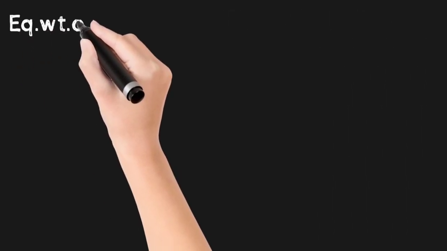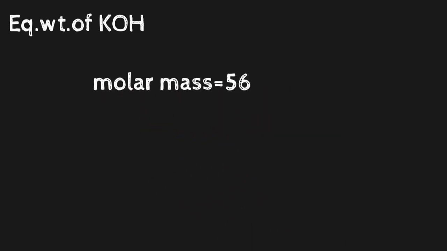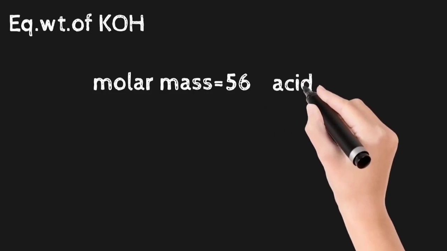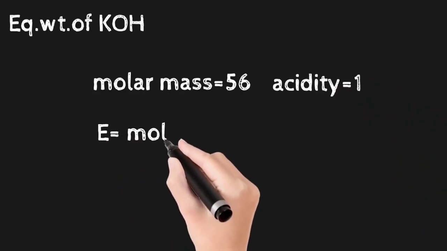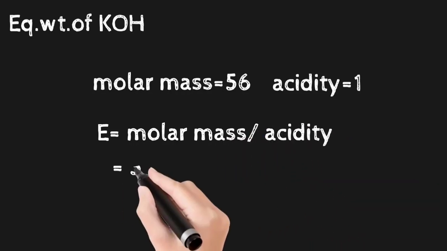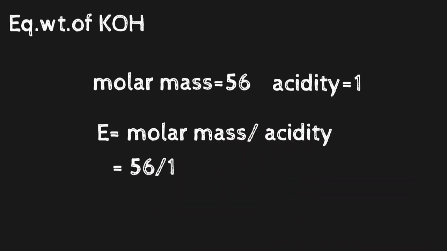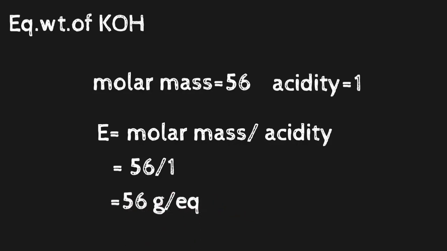Next, equivalent weight of KOH. Molar mass of KOH is equal to 56. Acidity of KOH is equal to 1. Formula E equals molar mass divided by acidity. So 56 divided by 1 gives 56 gram per equivalent.